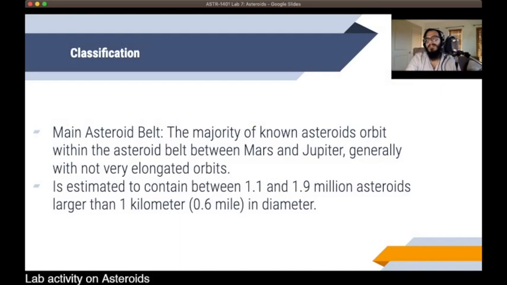Classifications. Main asteroid belt. The majority of known asteroids orbit within the asteroid belt between Mars and Jupiter, generally with not very elongated orbits. It is estimated to contain between 1.1 and 1.9 million asteroids larger than 1 kilometer or 0.6 miles in diameter. Now this number is an estimate, based on surveys that have already been done, and it says here between 1.1 and 1.9 million asteroids larger than a kilometer. That does not include those that are less than a kilometer.